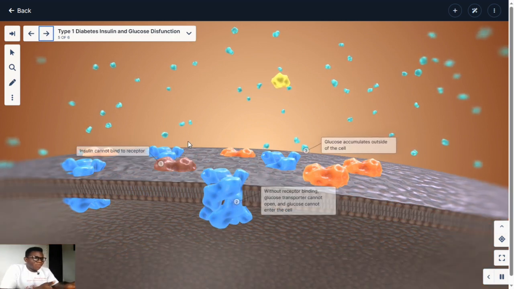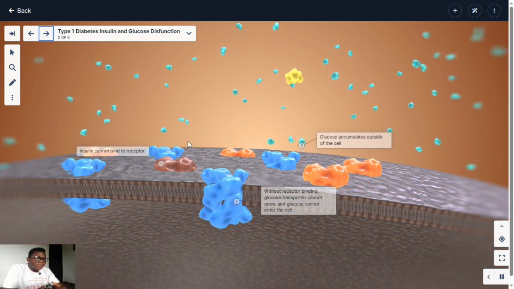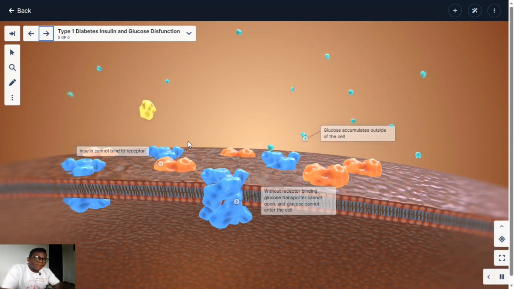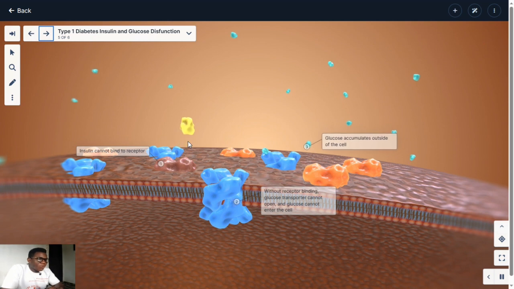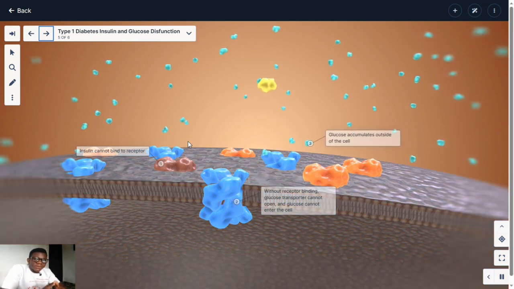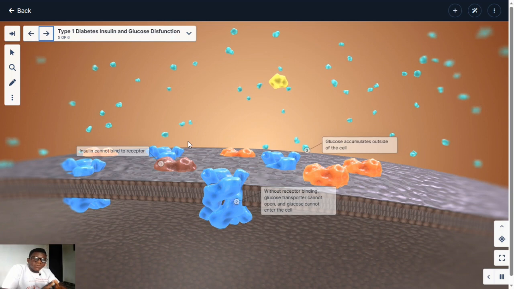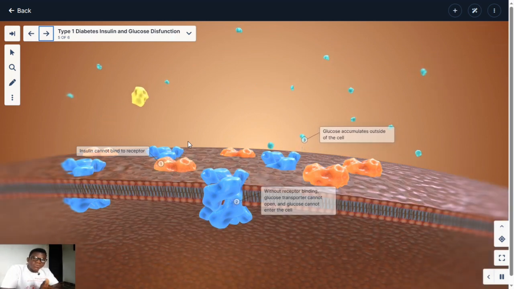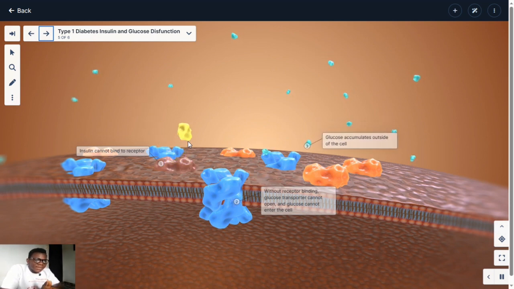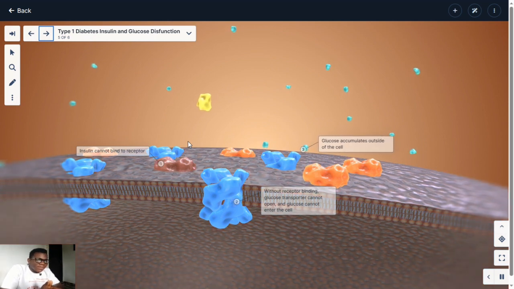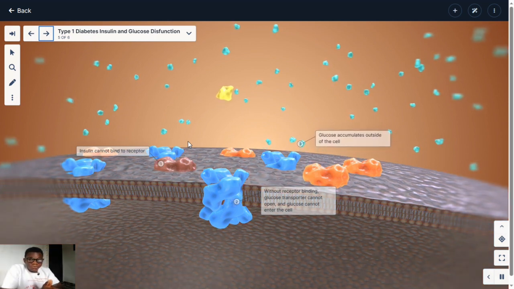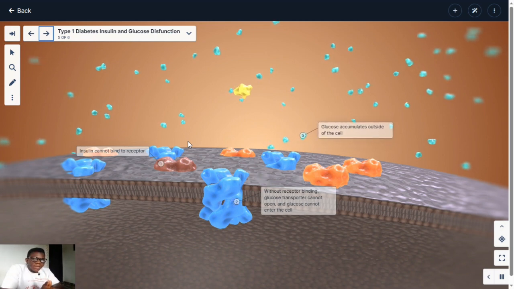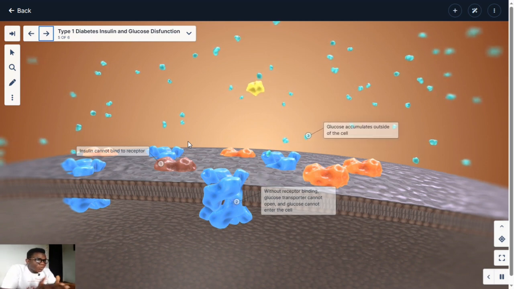Now this other environment is showing us what happens in the body of a patient with type 1 diabetes. Remember we said that sufficient amount of insulin is not produced and there is no sufficient binding of insulin to a receptor, causing the glucose channels to remain closed. You can see that. So when insulin does not bind to a receptor, these glucose channels or glucose transporters remain closed. And what happens? You can see so many glucose in the blood.